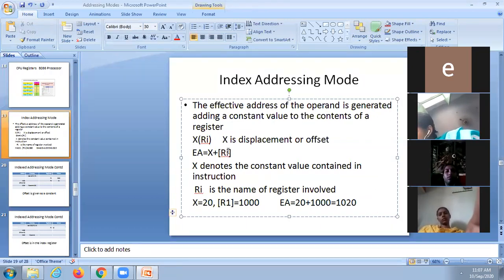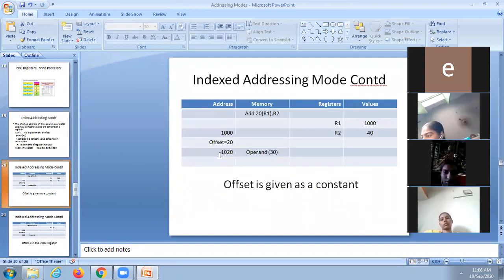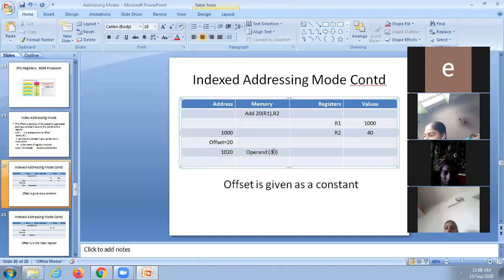Wherever there is a parenthesis, it means that is not the data, it contains the address. That is the meaning of it. So R1 is 1000. If you add this to 20, 20 plus 1000 is 1020. So 1020 is the effective address where the data is available. What is the data available here? 30. This data 30 is to be added to 40. So the result will be 70.